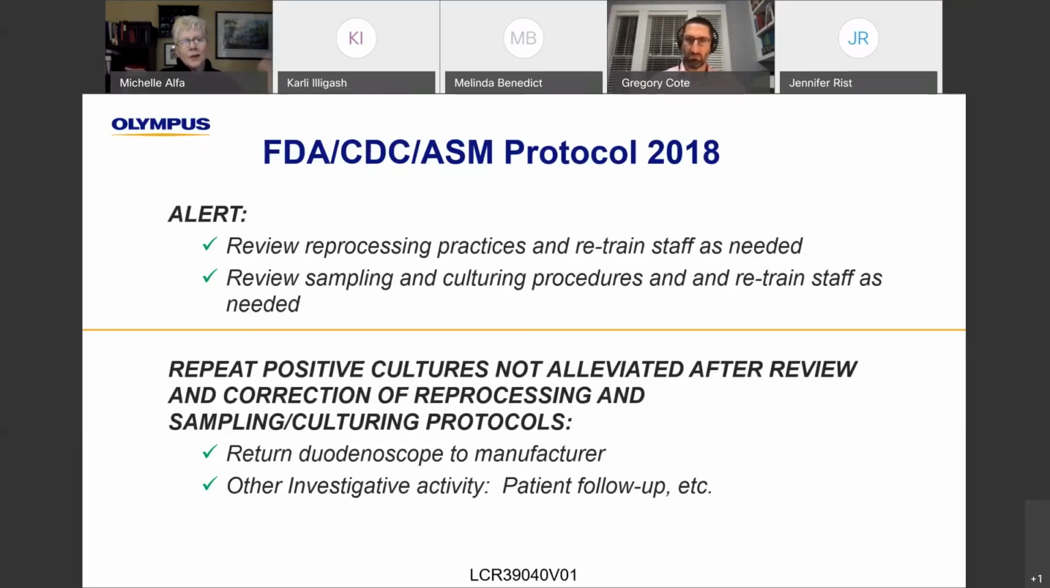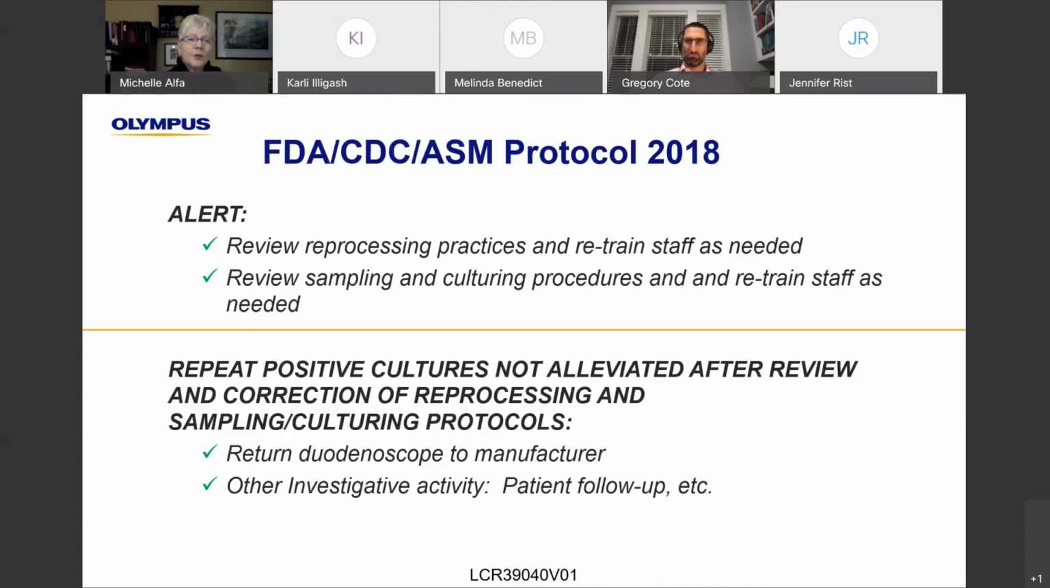And then I'll go on to the bottom part here, because this bottom part was put in if you have repeat positive cultures. In other words, a scope is repeatedly growing a high concern organism, even if it's not the same high concern organism. If it grows E. coli this week and you reprocess it and it is negative, and then the next week you retest it again and it is growing a Klebsiella, another gut organism. If it's not alleviated immediately by the reprocessing, there really is something wrong, and potentially it could be something wrong with the scope.